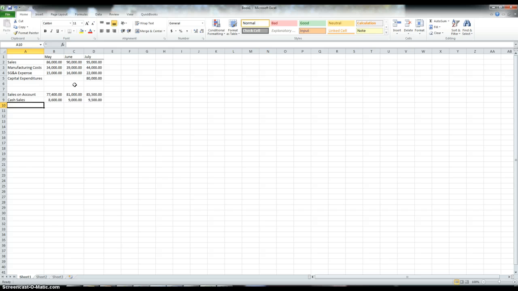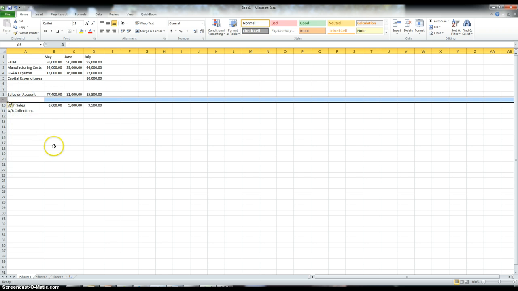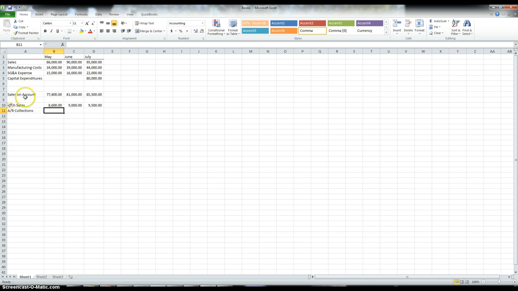So then we will need to know how much of that we're collecting each month. Let's call it AR collections. And let's separate the sales on account versus actual cash receipts, because these are going to be inputs into our Cengage here. So what we need to know is how much we're collecting each month. Well, it told us that 70% of our AR sales will be collected in the month following the sale, and the remainder will be collected in the month after that.